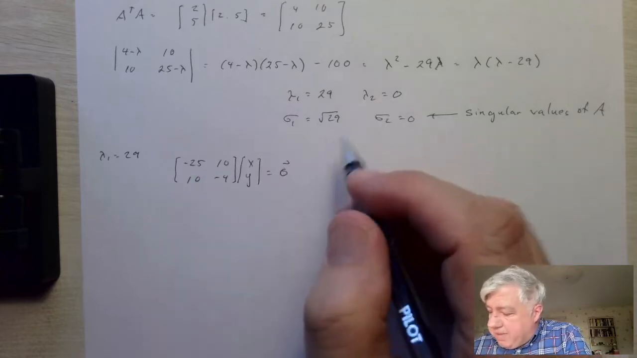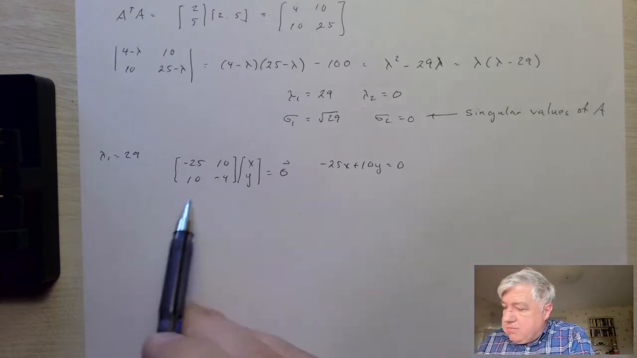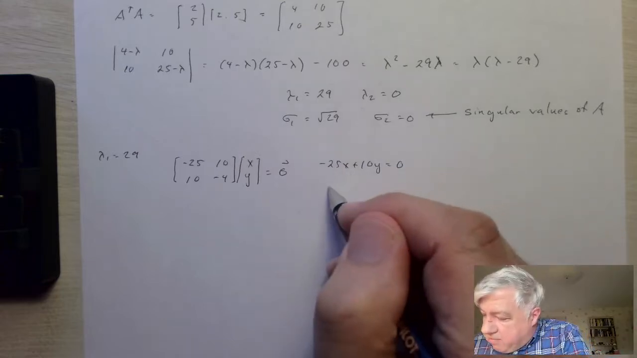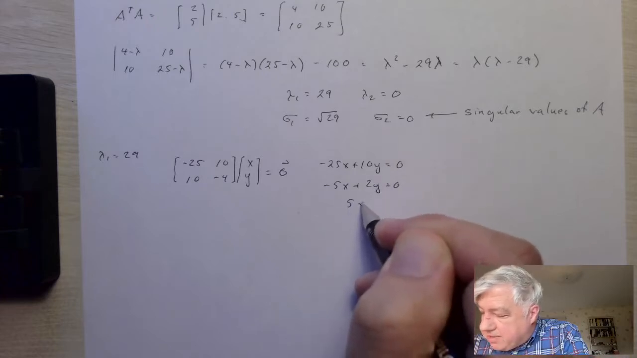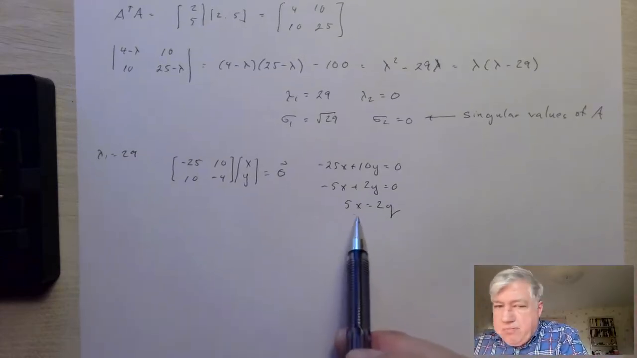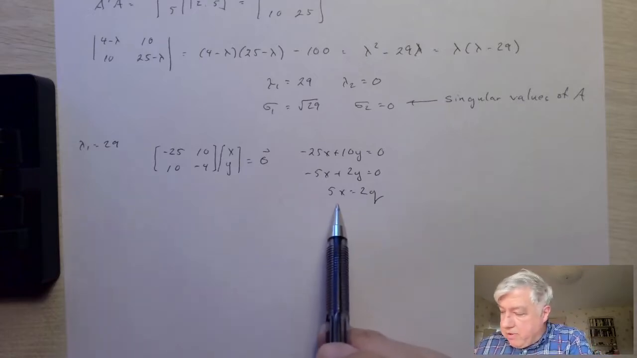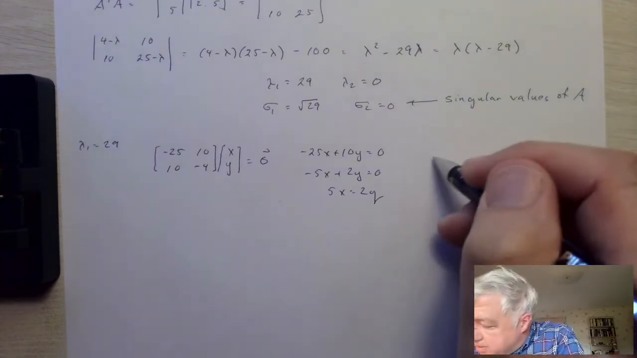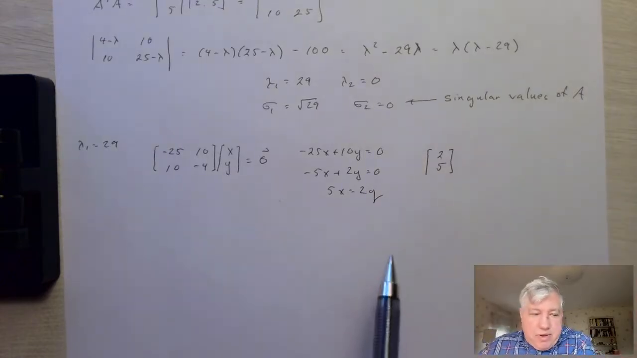We can say minus 25x plus 10y equals 0, and the other equation is a multiple of this one. We can divide by 5, and we'll get minus 5x plus 2y equals 0. So 5x equals 2y. The easiest way to avoid fractions is to let x equal 2 and y equal 5. That's what I meant. That would be the easiest one if we want to stay in the integers.